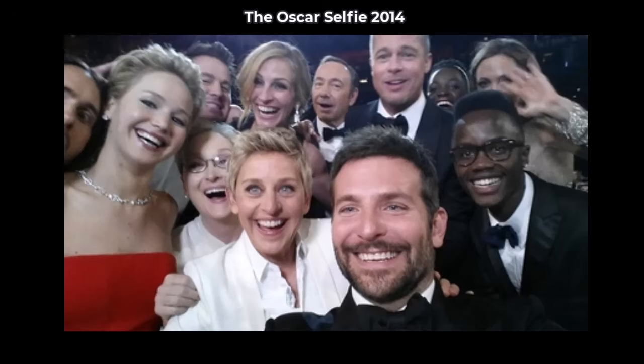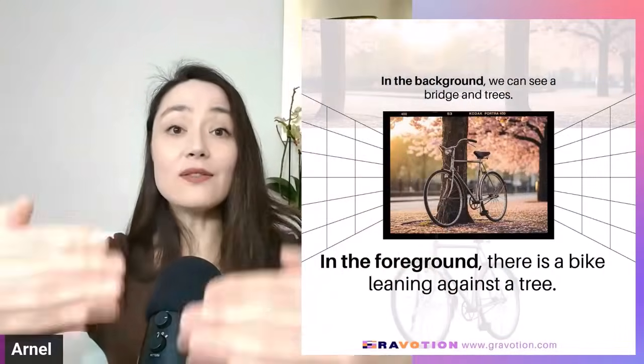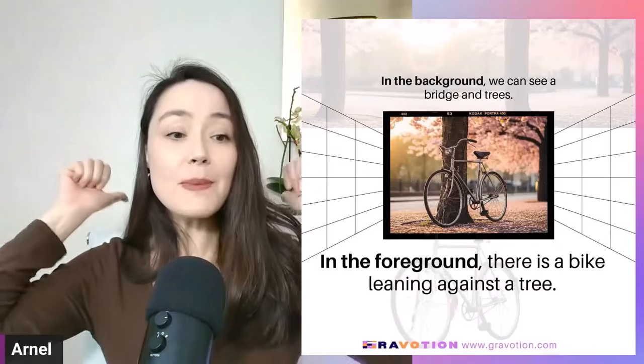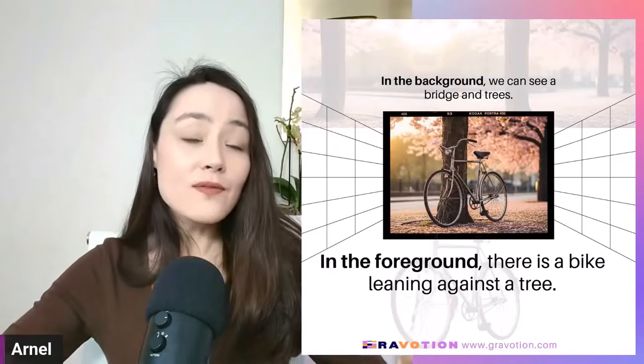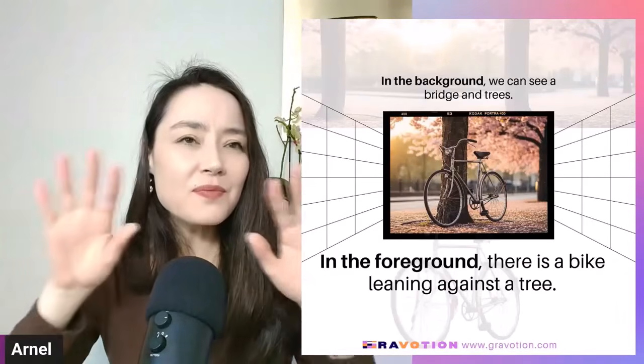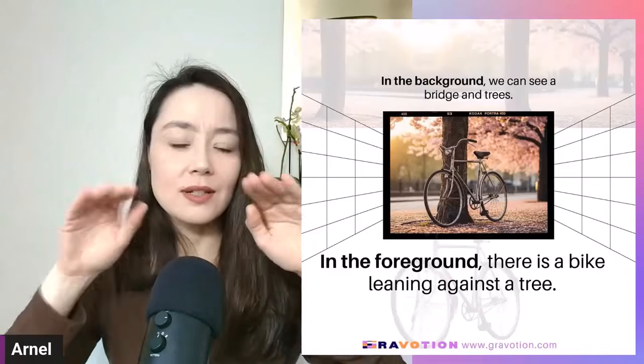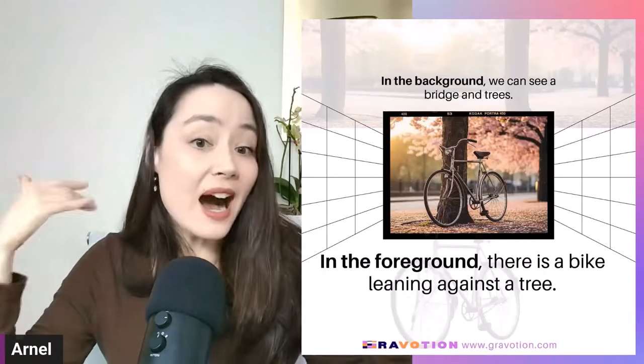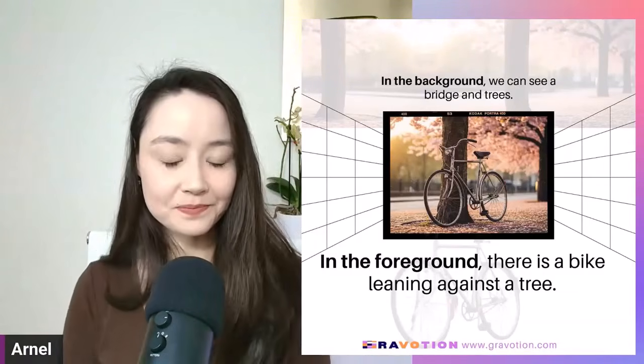How many of these Hollywood celebrities do you know? In the top right corner, we see Angelina Jolie. And in the top left corner, we see Jared Leto. And lots of other famous people in the middle. In the foreground, in the background. The foreground means the stuff at the front of the picture. The background is what's behind the main thing.